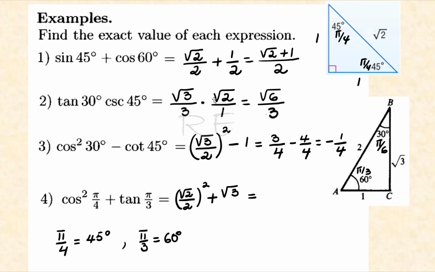Square root of 2 squared is 2. So it's 2 over 4 plus square root of 3. So 2 over 4 is 1/2. 1/2 plus square root of 3. The common denominator is 2, so it's 1 plus 2 times square root of 3 over 2.